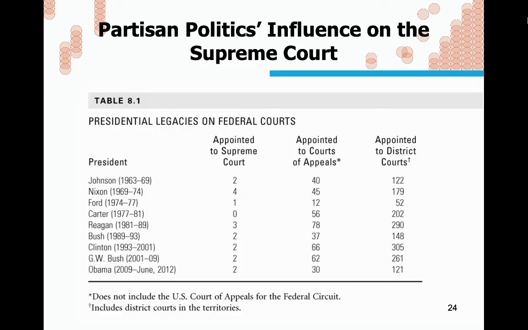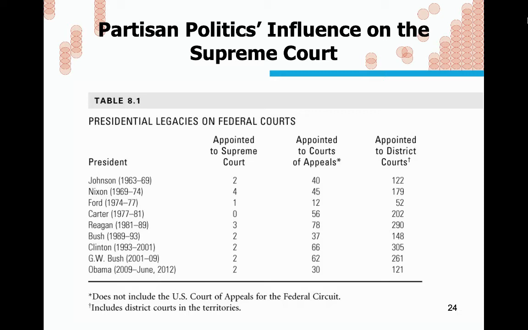Presidential legacies on federal courts. This is obviously a little dated as it's from the Katznelson book, but this gives you an idea. This is on page 266, if you're looking at the book at all, but most presidents don't get a whole slew of nominations. Johnson got 2 in 6 years. Nixon had 4 in 5 years. A lot more turnover there. Gerald Ford in 3 years had 1. Carter in 4 had 0. Reagan in 8 had 3.